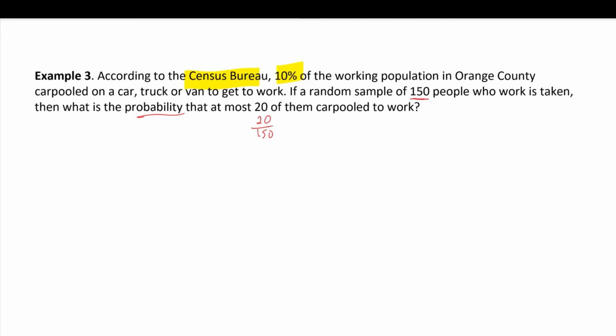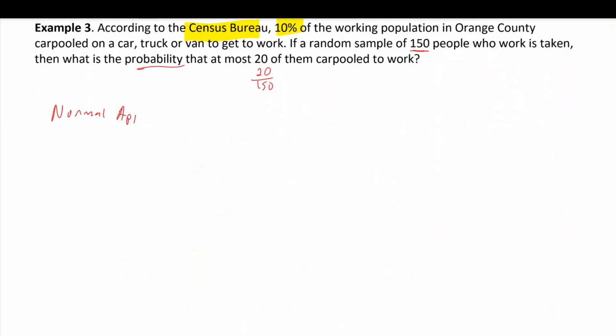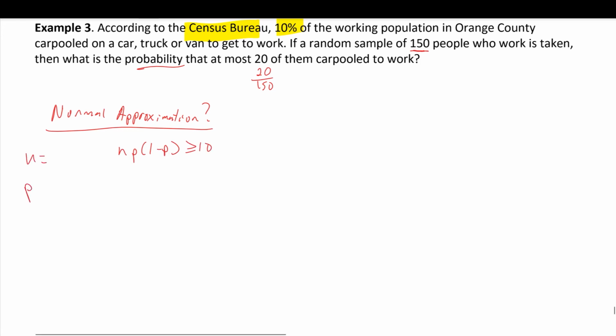All right, so let's see if we can apply this normal approximation. What are the conditions for this? Well, again, we have to know if np times 1 minus p is greater than or equal to 10. n is our sample size, and p is the true population proportion of what we're talking about, in this case those who carpool. Our sample size was 150 individuals, and our population proportion here is 10%.